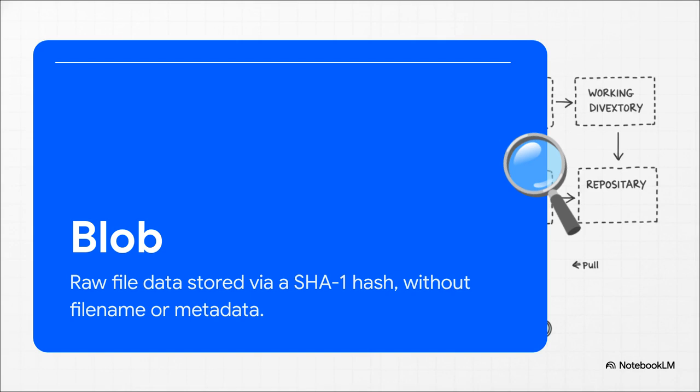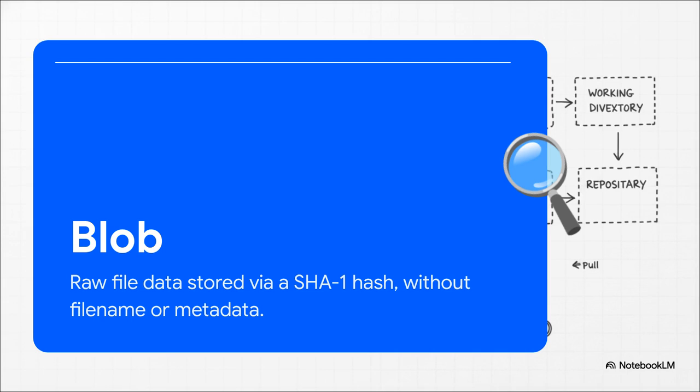First up, the blob. A blob stands for binary large object, and it stores your raw file data. But here is the absolutely crucial detail. It only stores the bytes of the file, nothing else. No file name, no folder metadata, just the pure content. Git hashes that content using SHA-1, and that 40-character hash becomes the blob's permanent name.